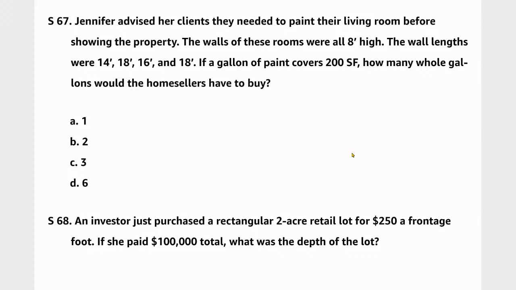8 feet times 14, plus 8 feet times 18, plus 8 feet times 16, plus 8 feet times 18 equals 528 square feet. Divide that by 200 and it's going to be about 2.5 gallons. So we don't have 2.5 gallons, so we round it up to the larger gallon, right? Because 2 gallons is not going to be enough. So the answer is C, 3 gallons.